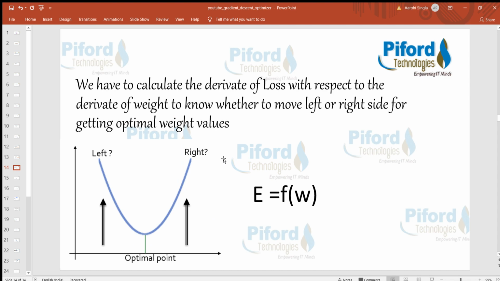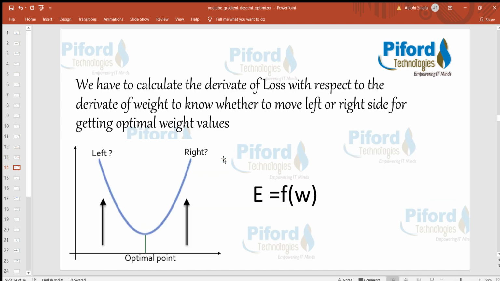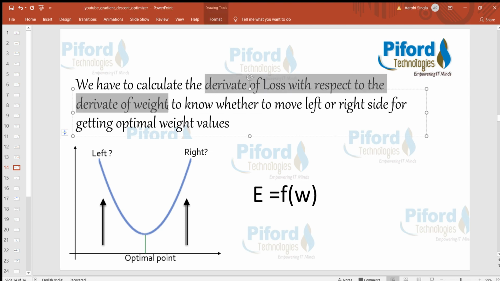So if you want to know in which particular direction we need to move to update our weight so that we can reach the optimal point, for that we need to calculate the derivative of loss with respect to the derivative of weight, right? As we have discussed in the last few slides, we will be calculating the derivative of loss with respect to the derivative of weight. By calculating this, you can know in which direction to move, right?